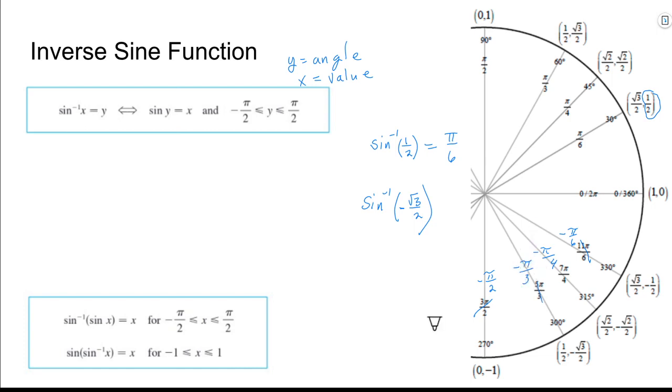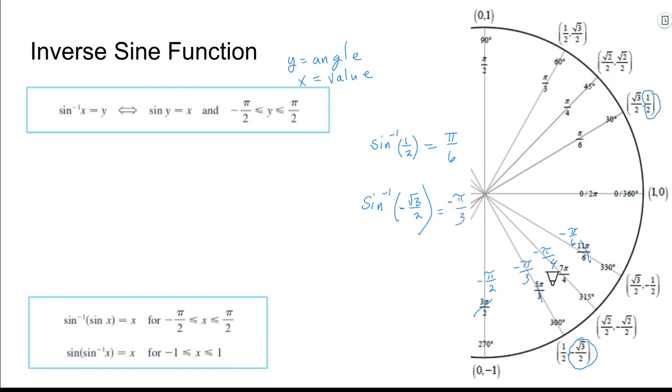So I just took it off a unit circle, but when you're dealing with inverse functions, this is what they're asking: the inverse of this, so they're asking what is its angle. So in this case, we'd say it is negative pi over 3.